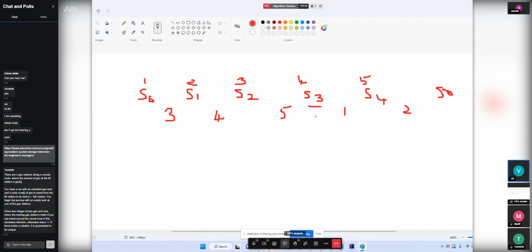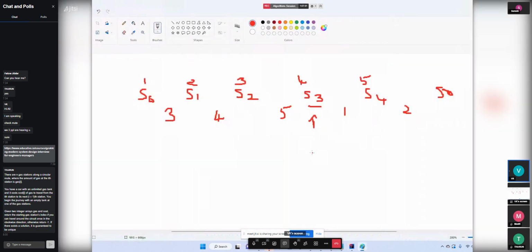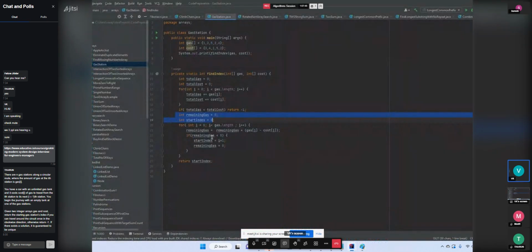I'll start from here. S3. Take those two variables: remaining gas and starting index, right? I is 0, 1, 2, 3. I is equal to 3 now.